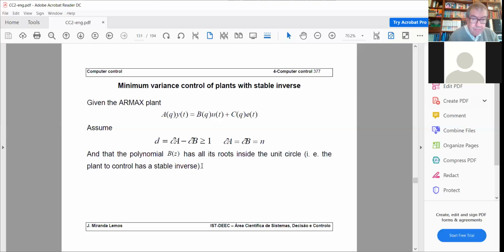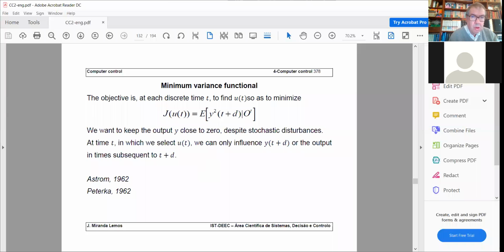So assume that you are, I will call in these slides t the discrete time. Okay, so assume that you are at time t, and you want to select your manipulated variable u of t. That's your problem. And your computer is at time t, that's present time, and the computer should run an algorithm to compute u of t.